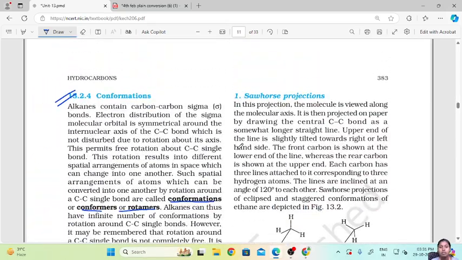So let's see first the Sawhorse projection. In this projection, the molecule is viewed along the molecular axis. Here you will see it along the molecular axis. Now what is the molecular axis?